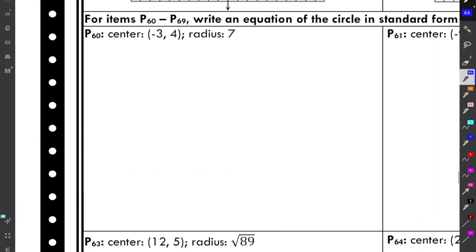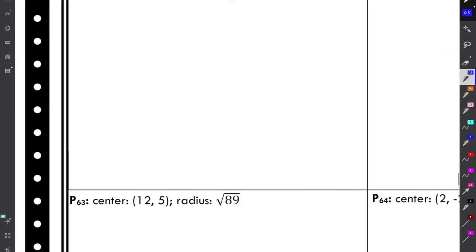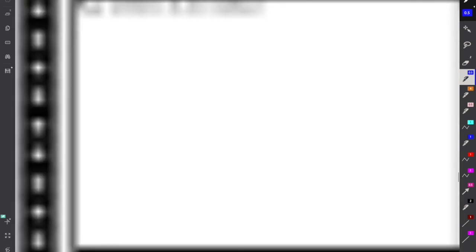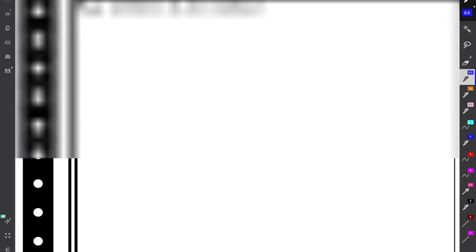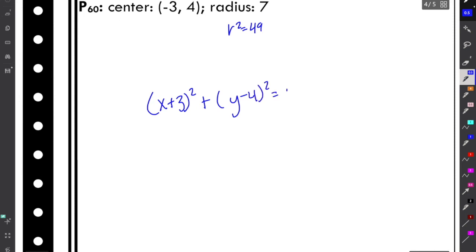Now we're going to be writing for 60 through 69. We'll write the equation of a circle in standard form with the given characteristics. So number 60, super easy. You're just given the center and the radius. I'll go ahead and write what my r squared is. Since the radius is 7, r squared will be 49, and thus my equation of the circle will be x plus 3 squared plus y minus 4 squared equals 49.